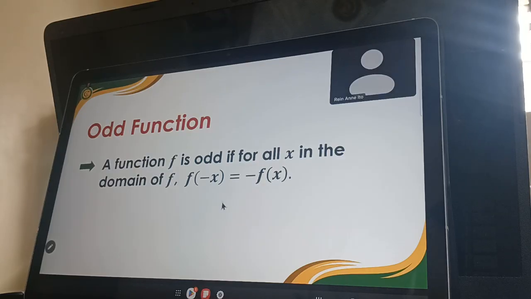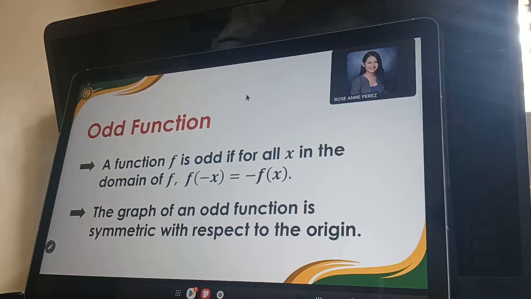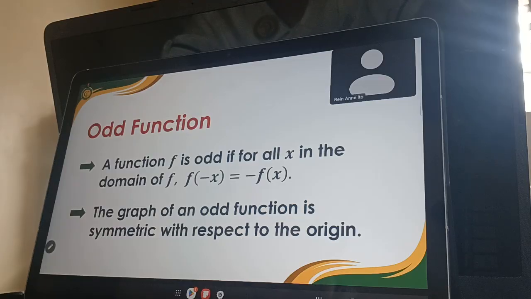A function f is odd if for all x in the domain of f, f of negative x equals negative f of x. And for its graph, the graph of an odd function is symmetric with respect to the origin.